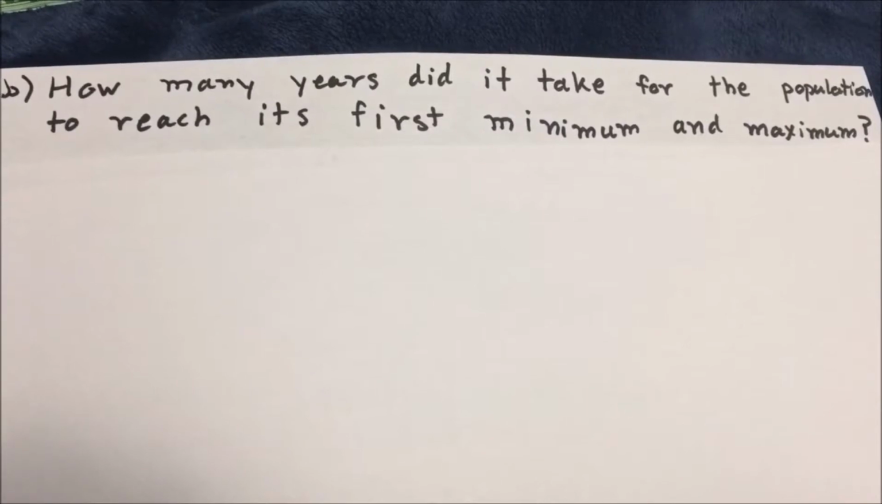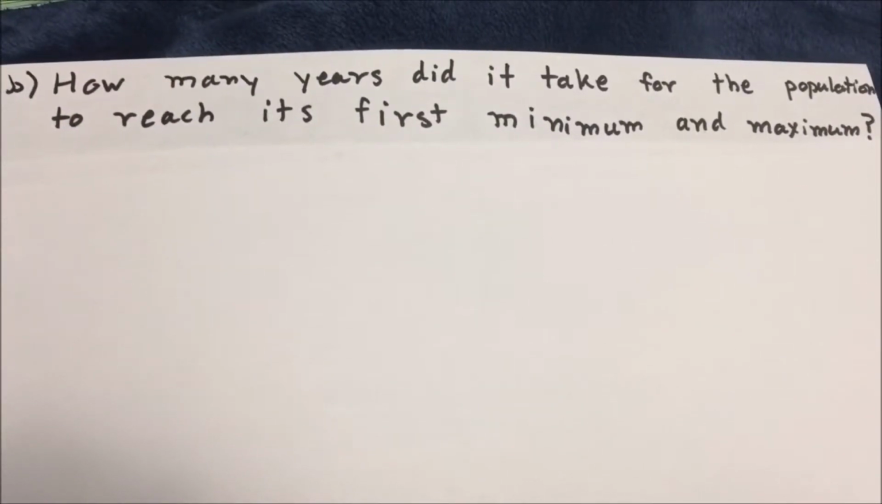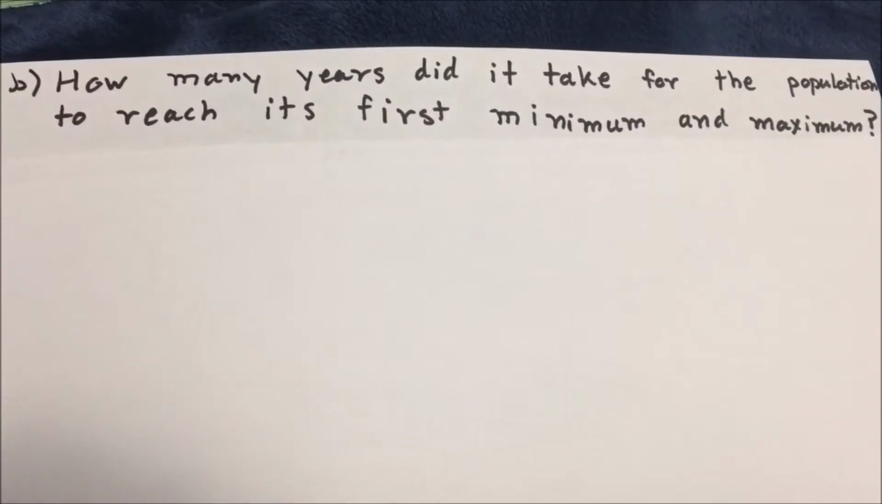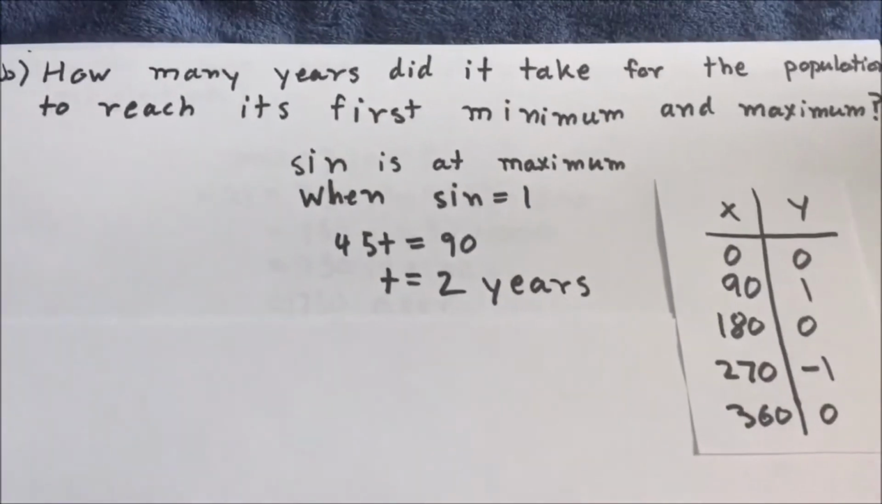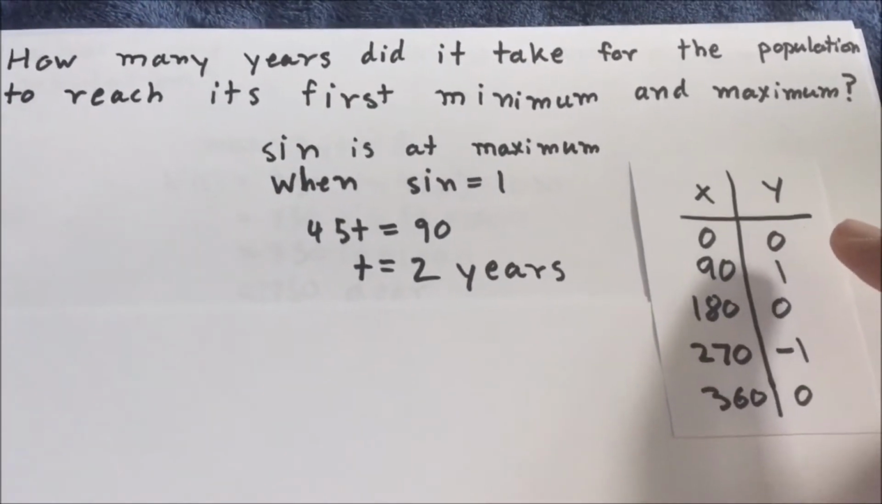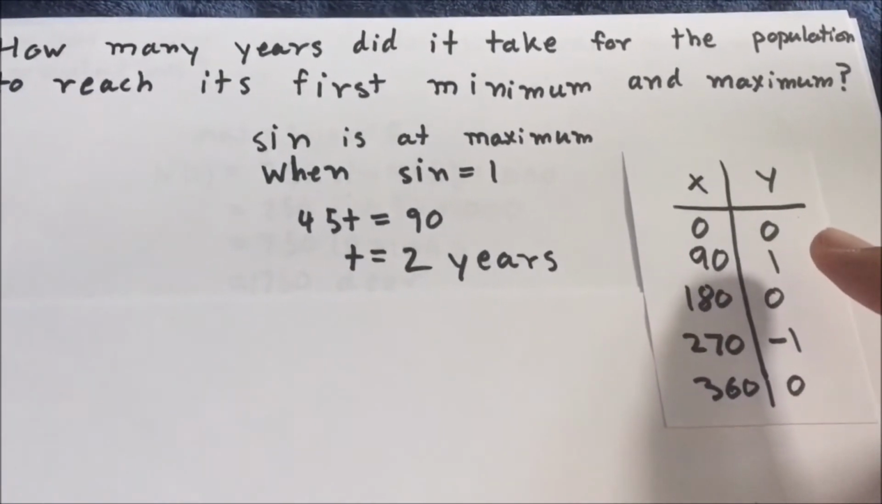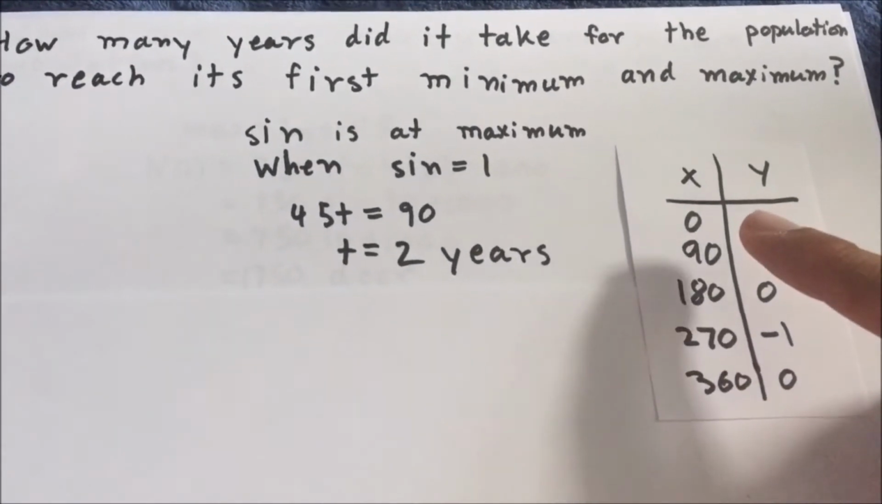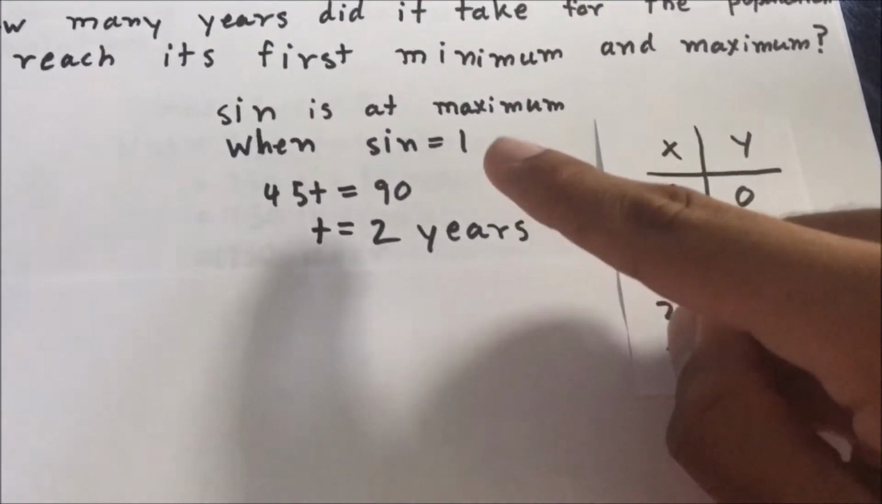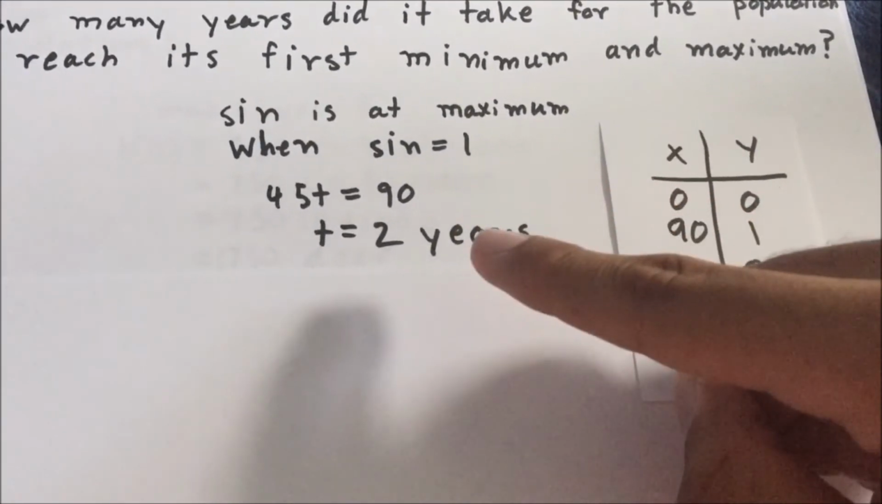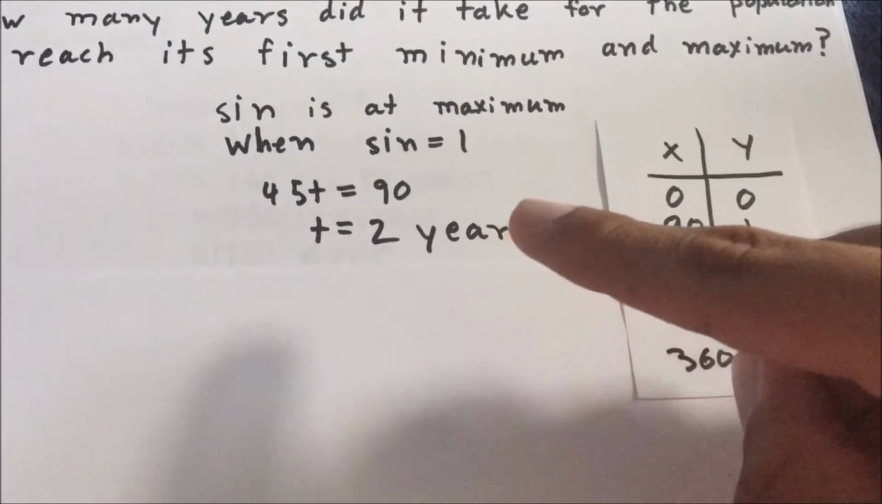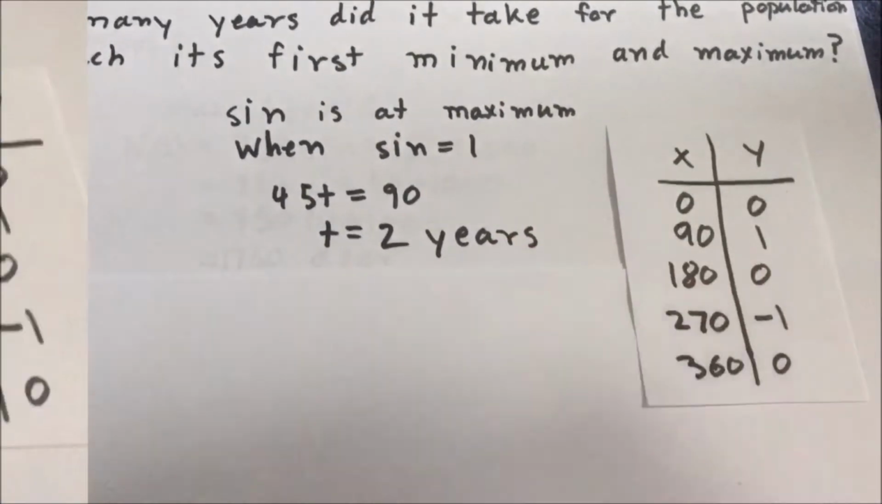The next thing we've been asked to find is how many years it takes for the population to reach its first minimum as well as its first maximum. Based on the table for y equals sine x, we know sine is at a maximum when sine x equals 1, and this is when x equals 90. So we set 45t equal to 90, and then we isolate for t, which gives us 2 years. This means the maximum population occurs after 2 years.